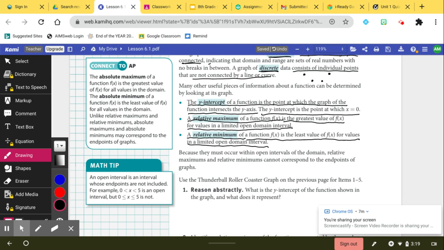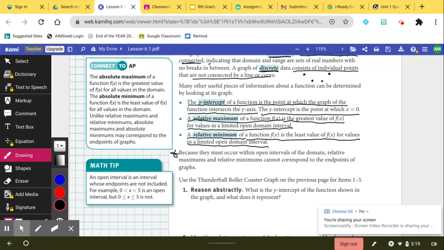But then there's also something we need to be paying attention to. It says because they must occur within open intervals of the domain, relative maximums and relative minimums cannot correspond to the endpoints of the graph. That's because at those endpoints, we don't know how the data is working to the right of it or to the left of it. Our relatives need to have other outputs to the left and to the right of that point.